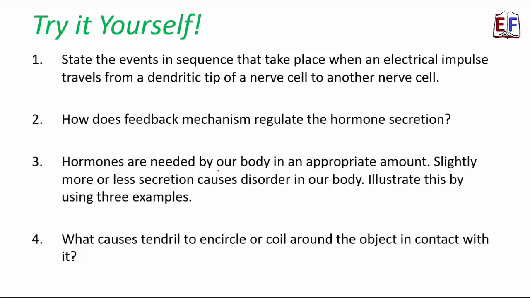Hormones are needed by our body in an appropriate amount. Slightly more or less secretion causes disorder in our body. Illustrate this by using 3 examples. Please be thorough with the different hormones secreted by the different endocrine glands and their functions. What causes tendril to encircle or coil around the object in contact with it?